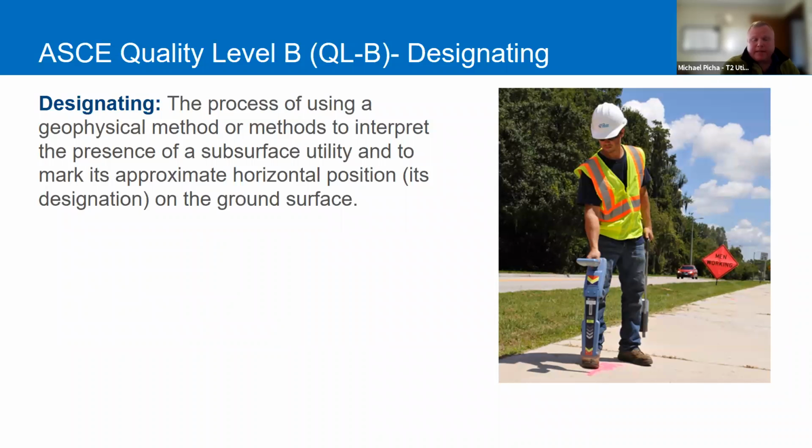So quality level B, this is the designating or locating. We have the slide in here. Typically with the one call, I hear a lot of the locating, the field locates, and the terms are kind of flipped a little bit, so I put it in here. So we typically call it designating. It's the process of using the geophysical method or methods to interpret the presence of the subsurface utility and to mark its horizontal positions. So it's designation on the ground surface.